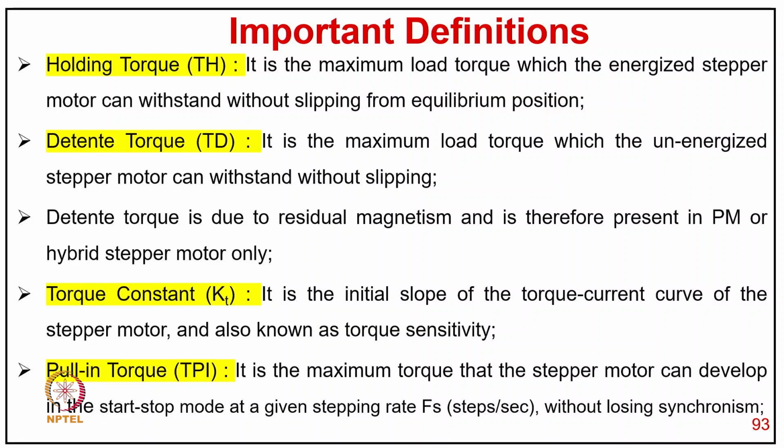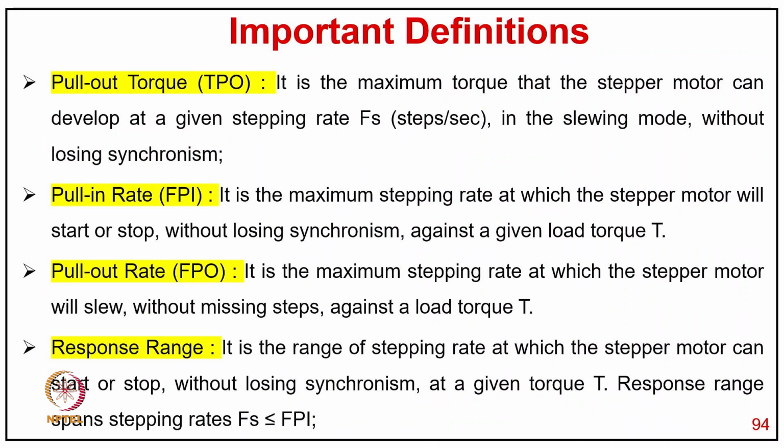And torque constant, it is the initial slope of the torque curve of the stepper motor, also known as torque sensitivity. And then pull-in torque, it is the maximum torque that the stepper motor can develop in the start and stop mode at a given stepping rate Fs, the steps per second, without losing synchronism. Now the pull-out torque TPO, it is the maximum torque that the stepper motor can develop at a given stepping rate Fs in the slewing mode without losing synchronism.